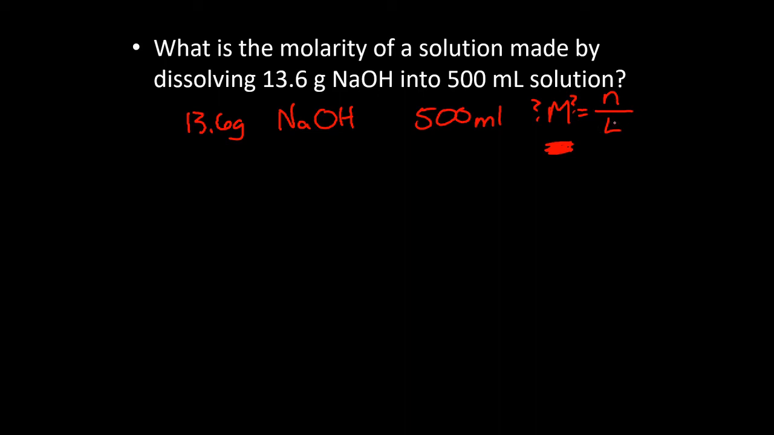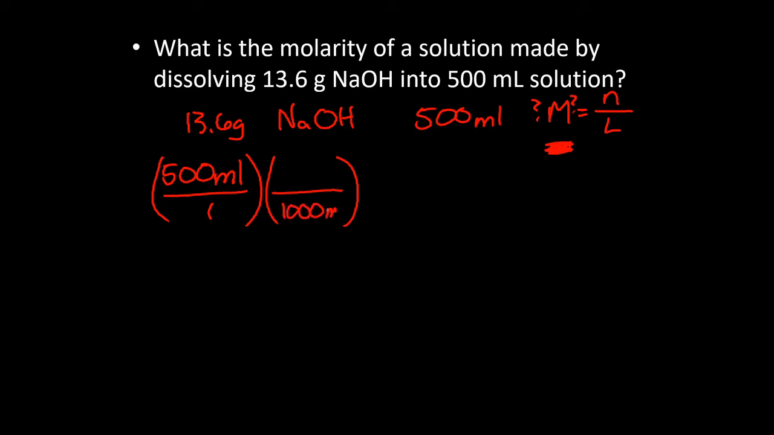Now the number of liters, pretty straightforward. We're told we have 500 mils. You could probably do this in your head, but just to show you the process here, we're doing a simple unit conversion. If we have 500 mils, we need to convert that to liters. If you go back and look, there are 1,000 milliliters in 1 liter. So those milliliters cancel out.